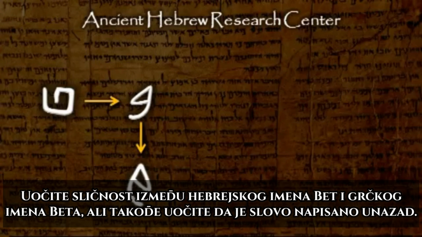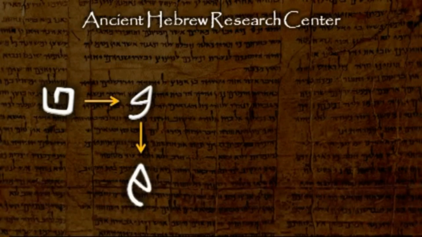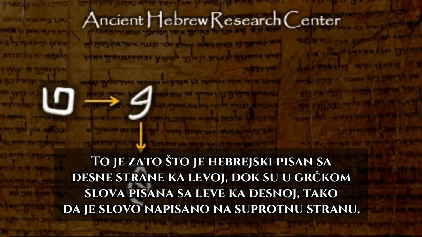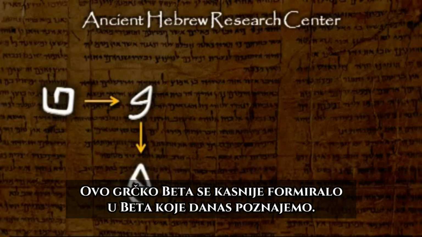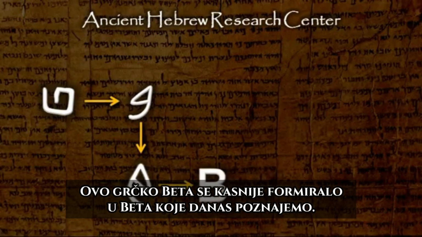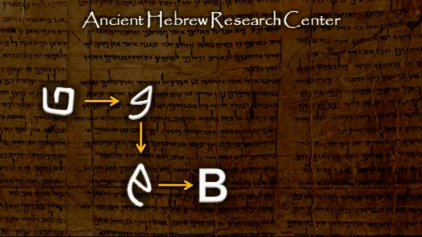Note the similarity between the Hebrew name Bet and the Greek name Beta, but also note that the letter is written in reverse. This is because Hebrew is written from right to left, while in Greek the letters are written from left to right, so the letter is written in the opposite direction. This Greek beta later formed into the beta we are familiar with today.